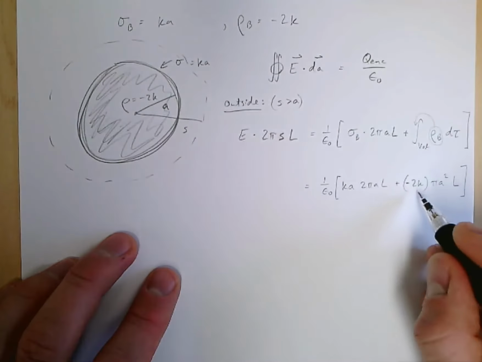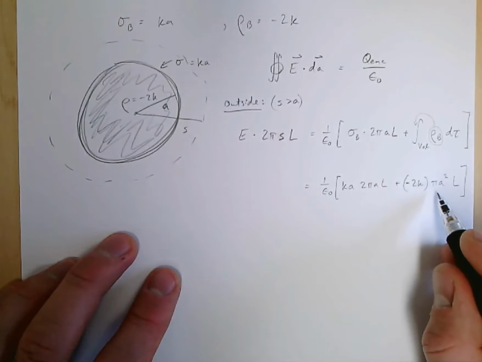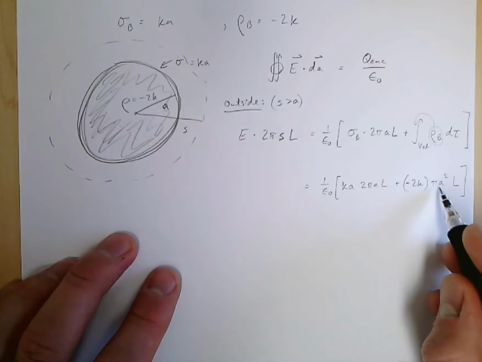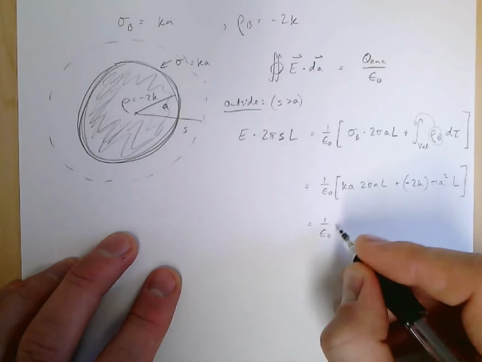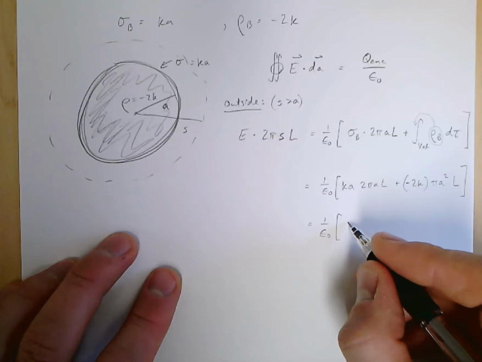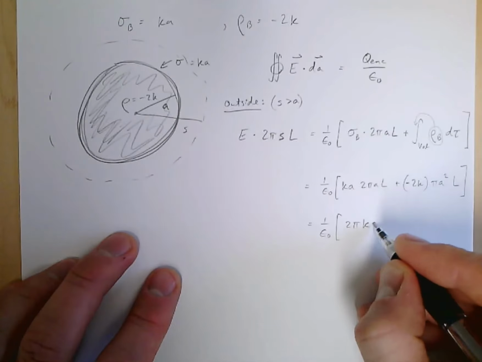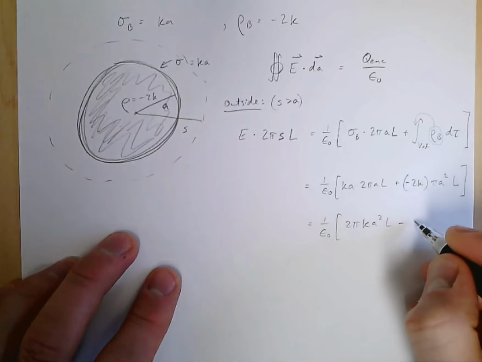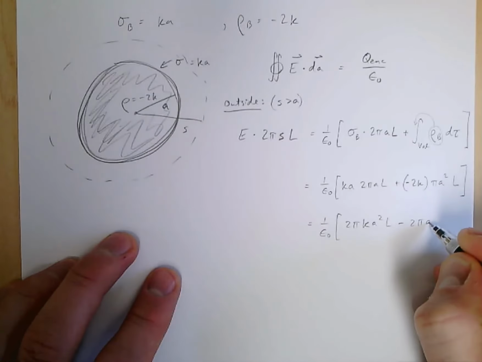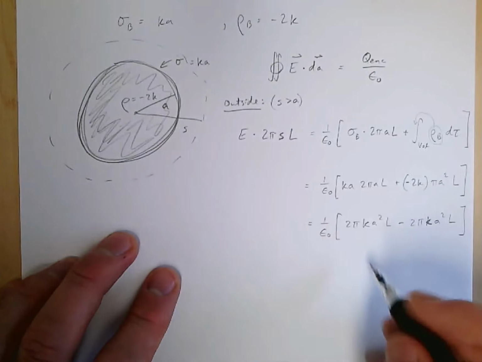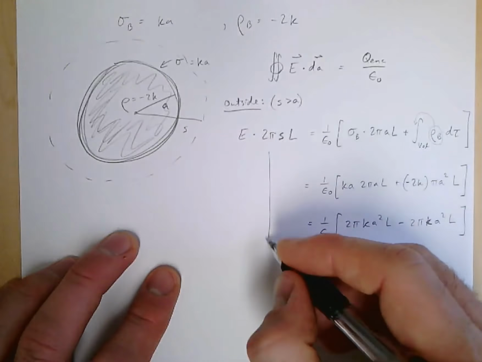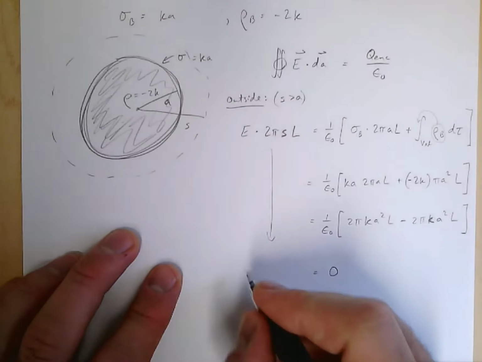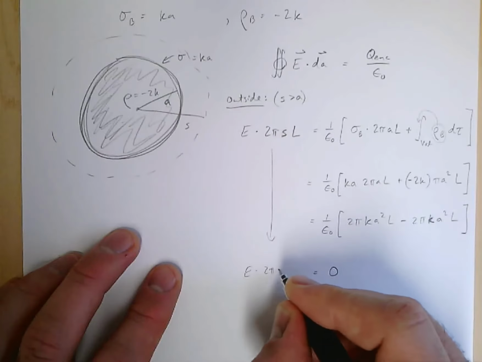Let's put it all together. These are looking suspiciously similar. Let me just write them into a form so we can compare them side by side. This is going to be 2 pi k a squared L. This is going to be minus 2 pi k a squared L. Oh, they're the same, so that means it's 0. And then remember that this here is E times 2 pi SL.